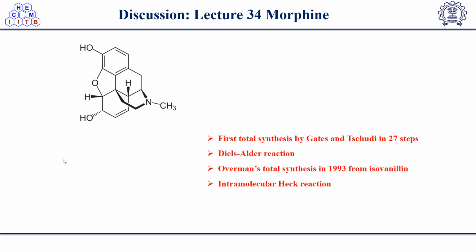0.0010%. Then in Overman's total synthesis of morphine, which was completed in 1993, the key reaction was an intramolecular Heck reaction to forge the critical quaternary center of the morphine skeleton, followed by sequential iminium ion allylsilane cyclization as another key reaction. And in Overman's total synthesis, the starting material used was isovanillin, and he could complete the total synthesis of morphine in 10 steps with an overall yield of 1.01 percent.